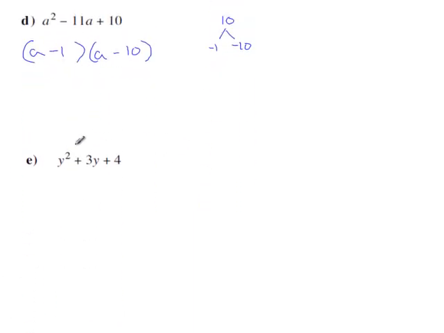E. No number in front of the y, no coefficient in front of the y squared, sorry. So we have y is the first thing in each bracket. We want to find two numbers that multiply to get positive 4 and add to get positive 3. So they'll both be positive numbers.